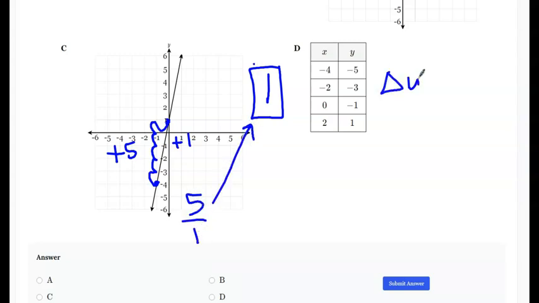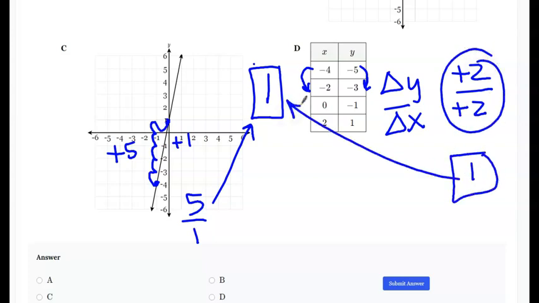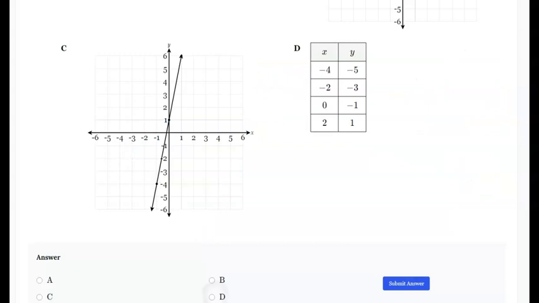So let's do our final pattern check here. So let's see, from -5 to -3, that's an increase of 2. And from -4 to -2, that's also an increase of 2. And 2 over 2 is the same as 1. So that's the match. So letter D.